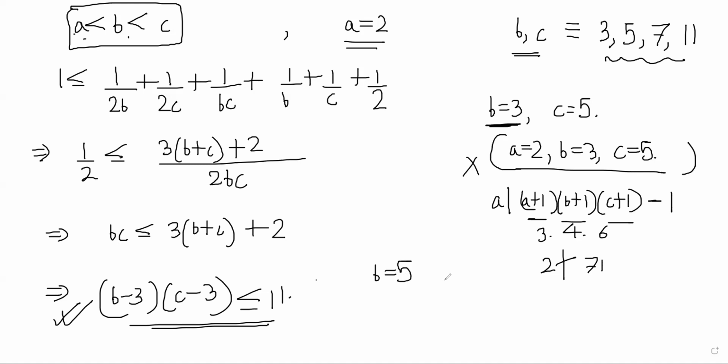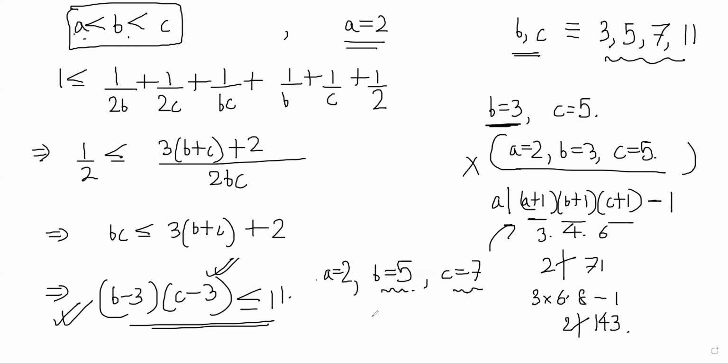If you take B as 5, C must be 7 or 11 or something like that, right? So if B is 5 and C is 7, we have 2 into 4, 8. This inequality is satisfied. And again, you will check whether it works or not. A is equal to 2, B is equal to 5, C is equal to 7, whether it works or not here. So you will get 3 times 6 times 8 minus 1. So that is 24 into 6, 144, 143. So 2 does not divide 143. So this is also not working, right? So basically, you have only a limited number of cases that you can check.